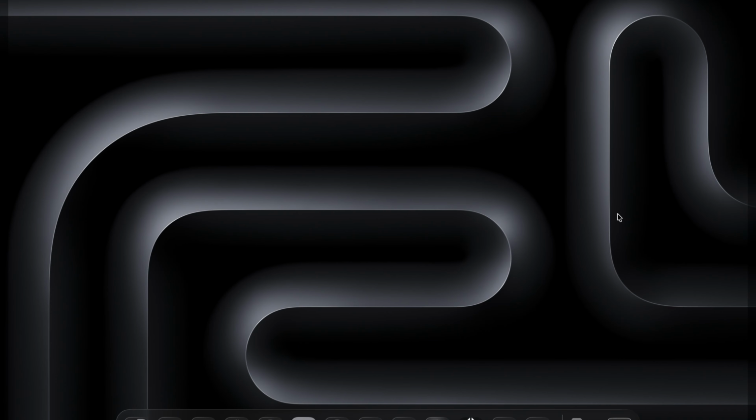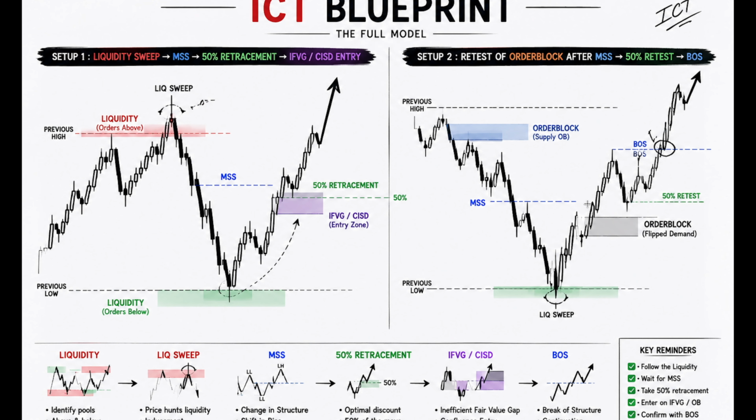Today's video we're gonna break down my personal blueprint that made me pass lots of evals, achieve multiple payouts, and take multiple payouts from multiple prop firms. So the blueprint is very simple. It's based on ICT, liquidity sweeps, and the market structure shift. So we have two types of setups. I'll go through it very quickly so we don't make the video as long.